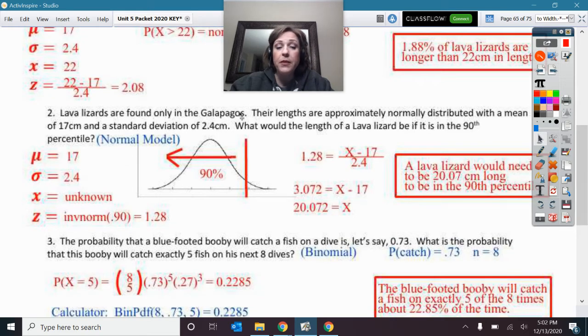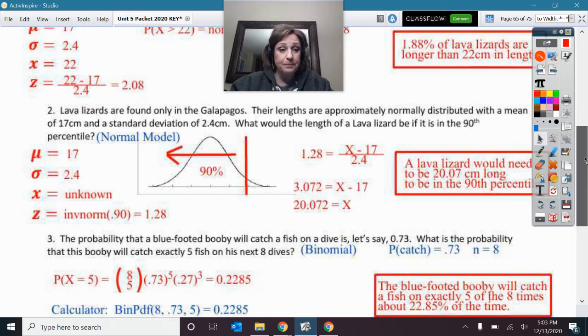Okay, so here they say what is the length of the lizard, so they want to find x at that 90th percentile. And the 90th percentile is that area below. So we're going to inverse norm 0.90, and that's how we get our amount right there. All right, and then we set up our equation with our x minus the mean over standard deviation equaling that z-score, and we then algebraically solve for that x.